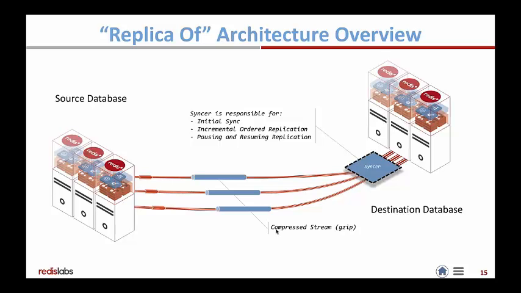All right, going back to this picture, what you see on the left side is the source database, and the right side is the destination database. We actually manage a compressed stream that is sent from the source database to the destination database. The process that ensures the coordination between the source and the destination databases is called the syncer. It's responsible for the efficient initial sync, the ordered replication that we have to maintain so that we can apply the operations in a given order, and the pausing and resuming of replication. Those are the responsibilities of the syncer in the middle.